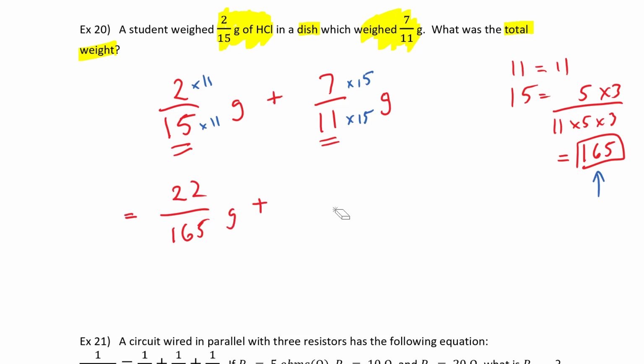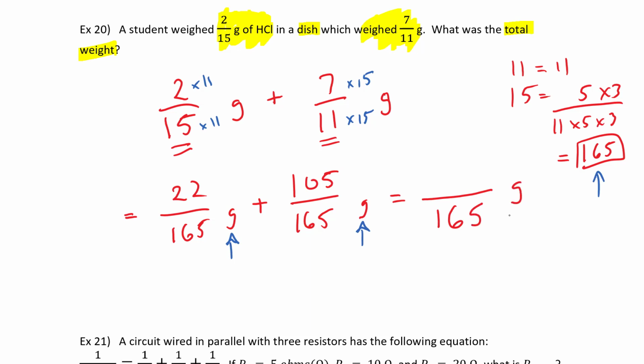Here, 7 times 15 is 105 over 165 grams now. Again, double check. Is it the same units? We can add these up only if they're the same units. They're both in grams, so therefore we can add them directly. We're adding two fractions with the same denominator. 165 grams is going to be the units, and here we do 22 plus 105.